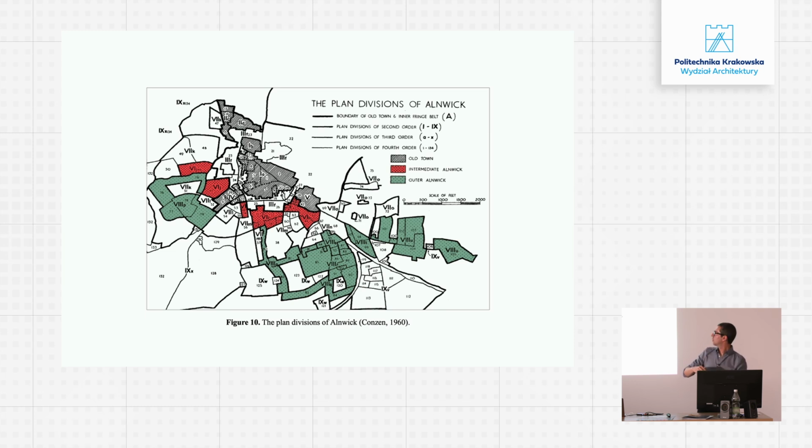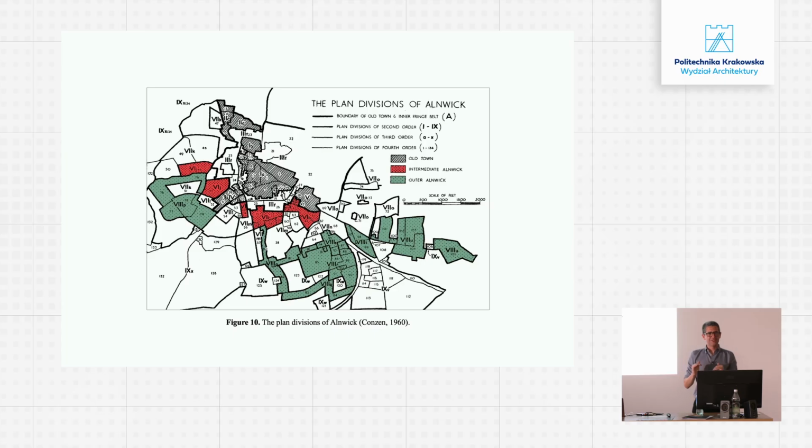So Conzen realized that another interesting level of analysis would be patterns. This is all about pattern identification, and what these different colors mean is a certain homogeneity in terms of the combination of streets, plots, and buildings. For instance, one pattern, and he doesn't call it pattern, he calls it plan units.